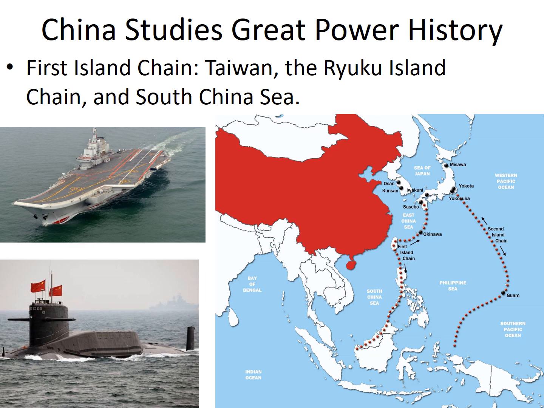Now, China is trying to emulate other great powers that have succeeded and avoid the mistakes that other great powers have made. For China to secure the first island chain shown here in the slide, it would need to capture Taiwan, the Ryukyu Island chain, and the South China Sea. None of which are secured yet.